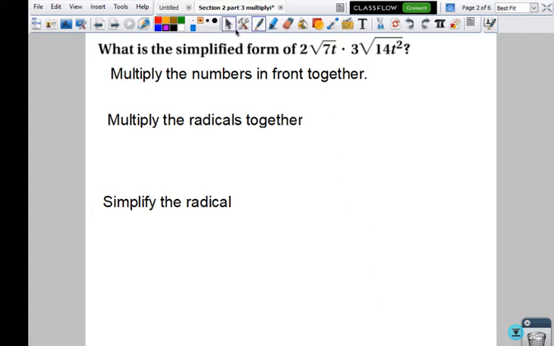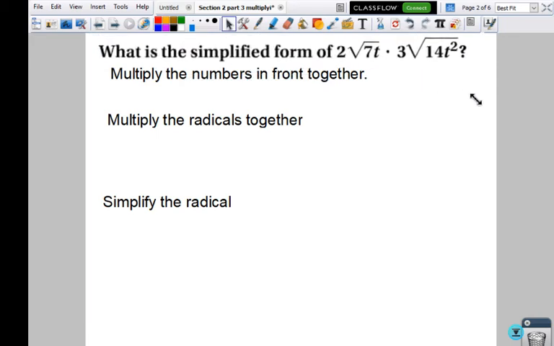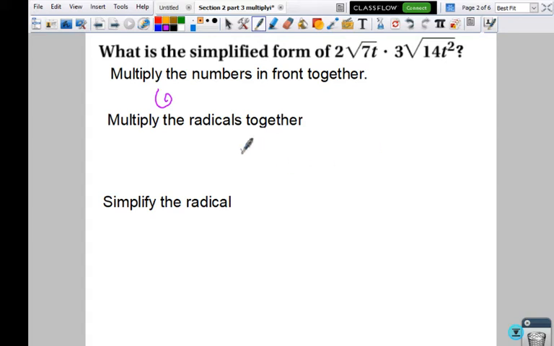Alright, so we're going to multiply and find the simplified form of 2 square root of 7t times 3 square root of 14t squared. So when we do these, we're going to multiply the numbers in front together. So 2 times 3, which is 6, right? Then we're going to multiply the radicals together, like putting them inside one big radical.